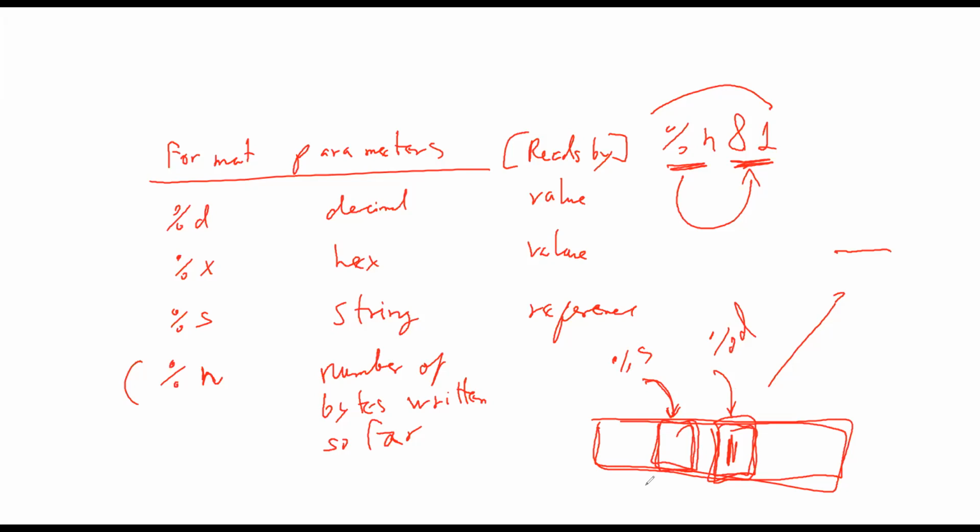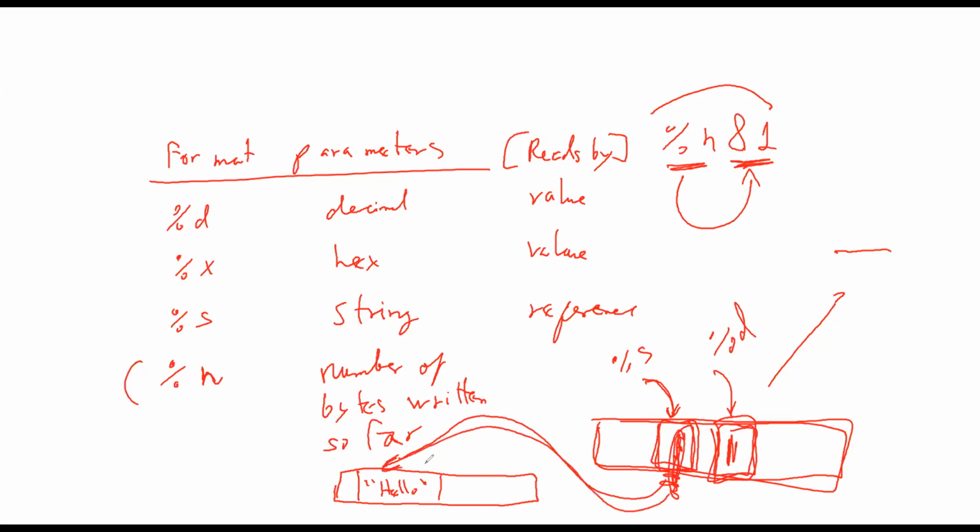Well, it's a good way of putting it. I think you're on the right track. Let's just think about it. Hello is here in memory. This is an address pointing to that hello. So when %s treats something by reference, it's going to think this is an address and go to the place where this is, and hopefully there's something there. Do you see that?